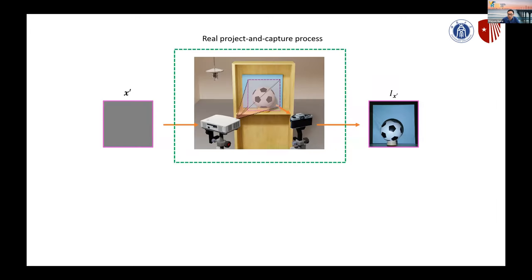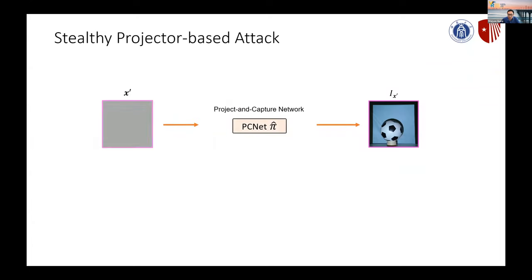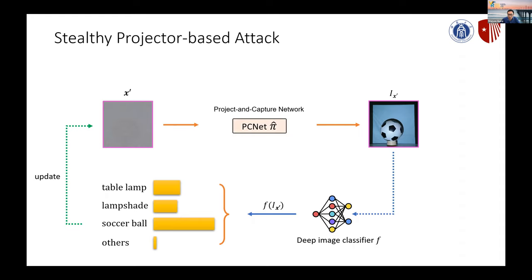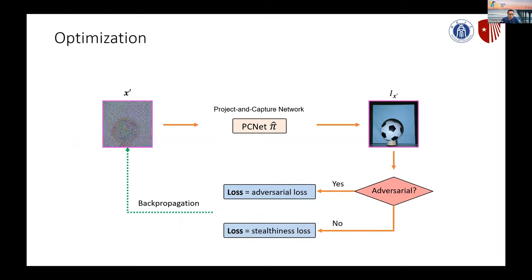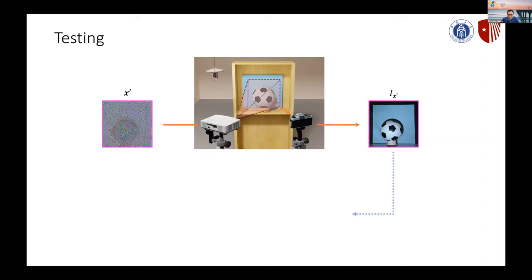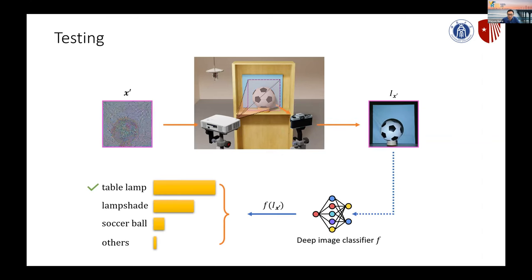Once PCNet is trained, we replace the real projection capture process with it and use gradient descent to perform projector-based adversarial attacks. Inspired by PerceptualAL, we optimize adversarial projection by alternating between the minimization of the adversarial loss and the stealthiness loss. Finally, we project and capture the optimized adversarial projection X prime to the scene for testing.